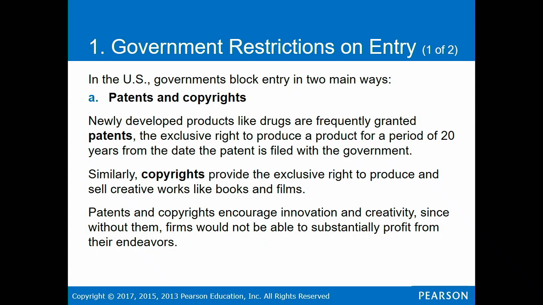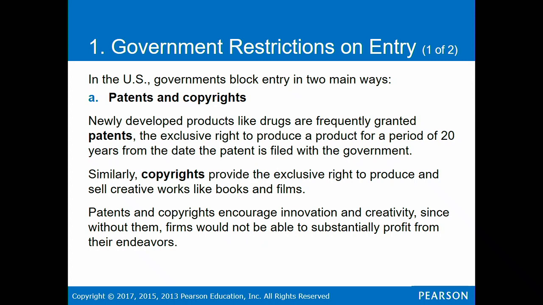Copyrights are the same basic thing. They provide the exclusive right for the sale of creative works, so things like books, movies, like that. The purpose of patents and copyrights, which were written into the Constitution, so this comes at the very beginning of our country, is to encourage innovation and creativity. They know that if people don't have the ability to make money off of their creation, they're going to spend less time trying to create new things. So it's a way to reward them, to encourage them, but there's still limits on them, like 20 years for patents. So eventually it will become cheaper.